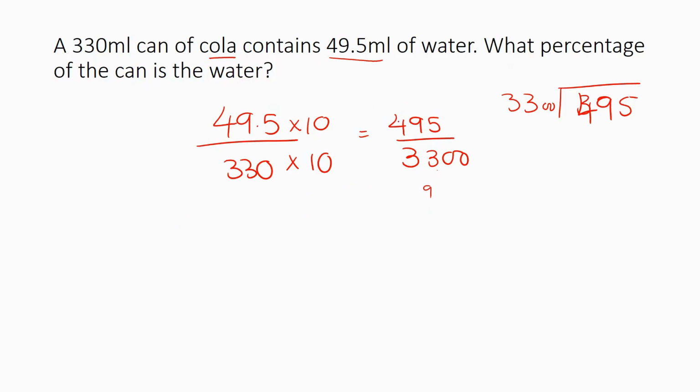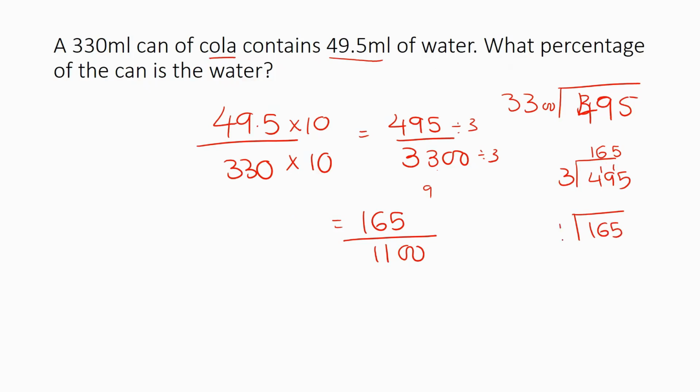So let's do that. If we divide 495 by 3, how many times 3 will go into 4 is 1, remainder 1, then 3 times 6 is 18, remainder 1, so that's 165. So we have 165 divided by 1100. I'm not worried about these two zeros yet. Again, I'm going to simplify it and check. So I divide 165 by 11. So let's see.